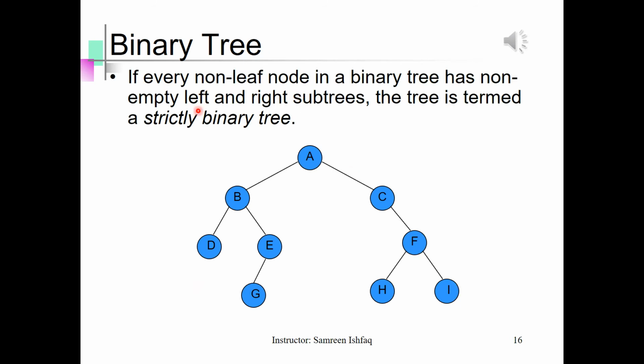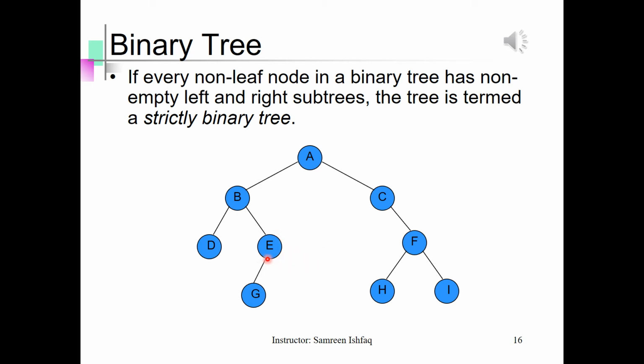There is a version of a binary tree called strictly binary tree. A binary tree is said to be a strictly binary tree if every non-leaf node in a binary tree has non-empty left and right child. We know that a leaf node has no left or right child. Thus the nodes D, G, H and I are the leaf nodes. So we are left with the non-leaf nodes that are A, B, C and F.